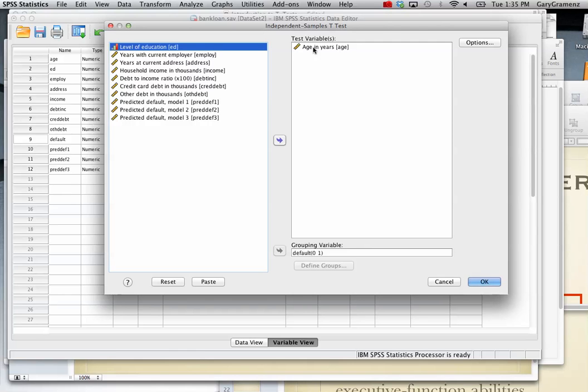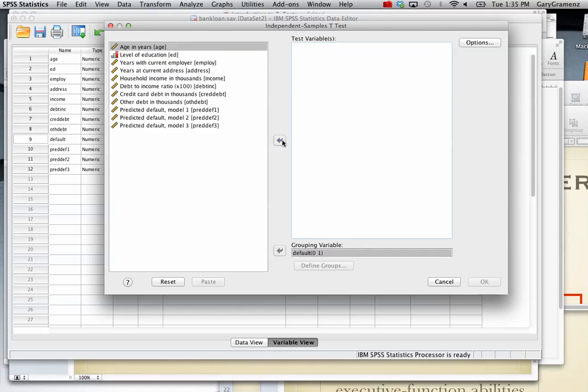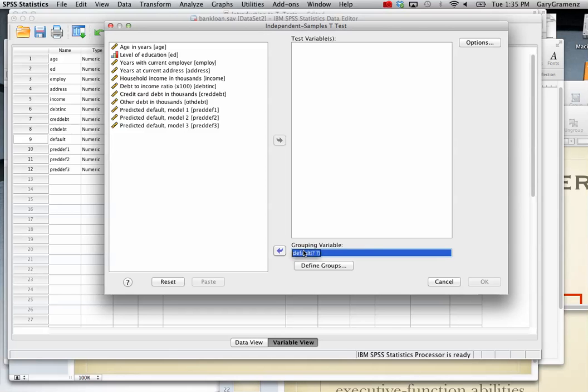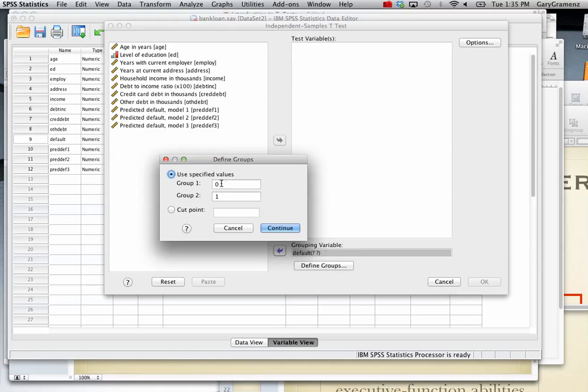And so what we want to do is compare the age in years of 2 different groups, those who defaulted and those who didn't default on their debt. So to get there, you do this. You take this variable and put it in the bottom under the grouping variables. So the 2 groups we want to compare are those who defaulted on their debt and those who didn't default on their debt. When this prompt comes up, it will look like this.